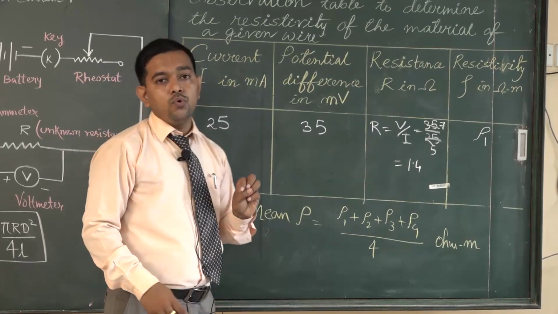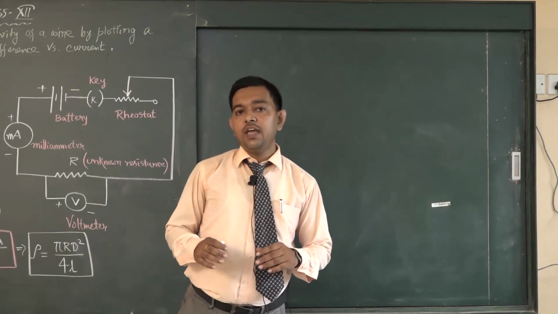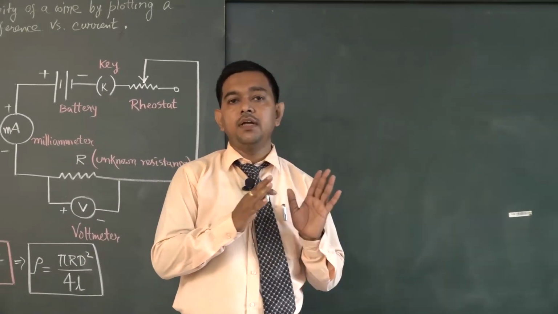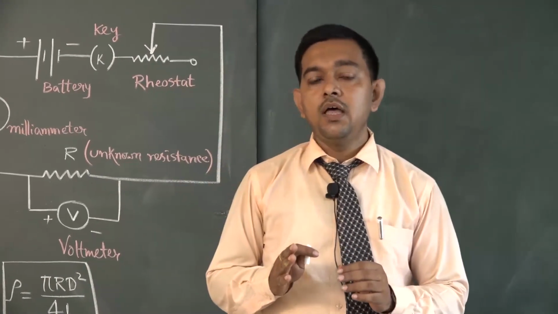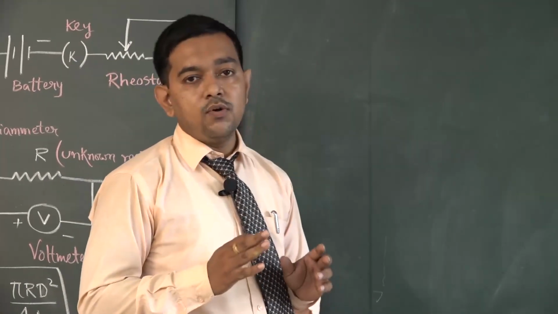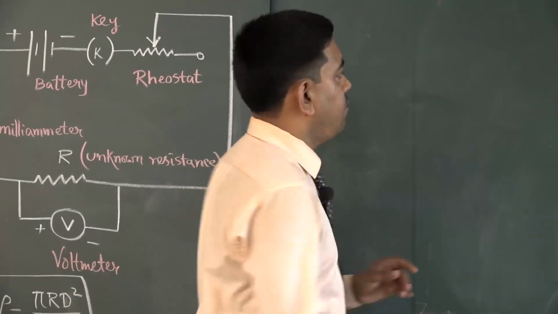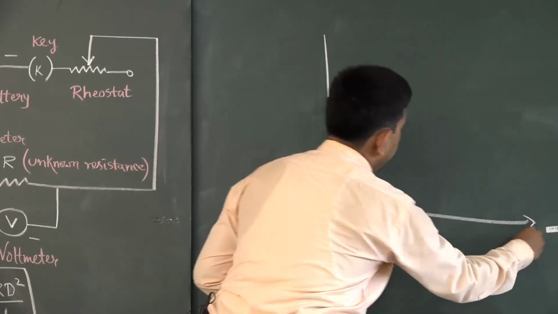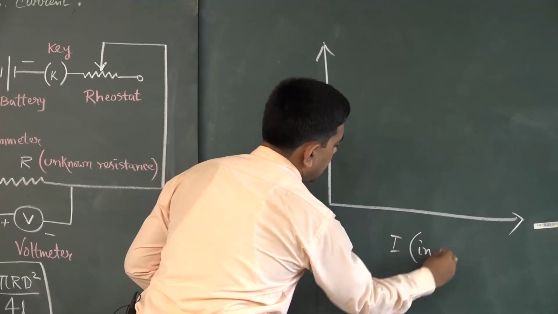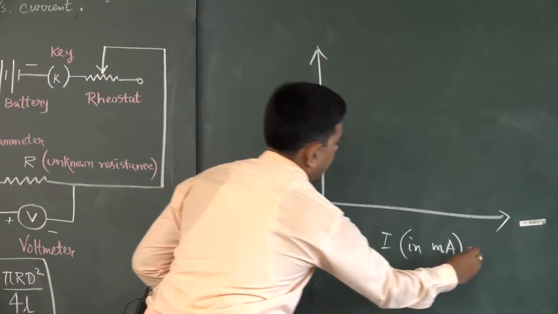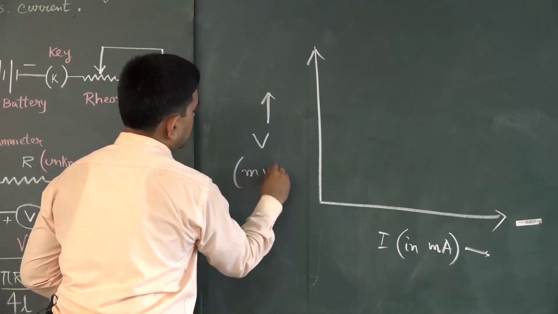Now we need to do a graphical analysis. So students, we have done the tabular presentation of data, and from it we have found out the value of resistivity of the material of the given wire. Now we have to do a graphical analysis also. So the graph we need to draw here will be a graph between the current I in milliampere and the potential drop V in millivolt.